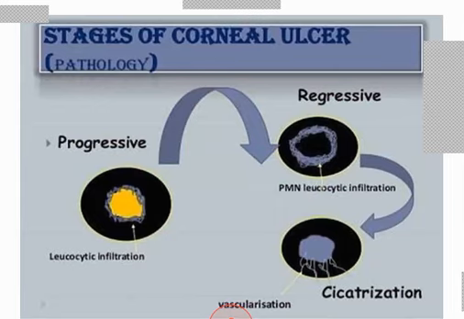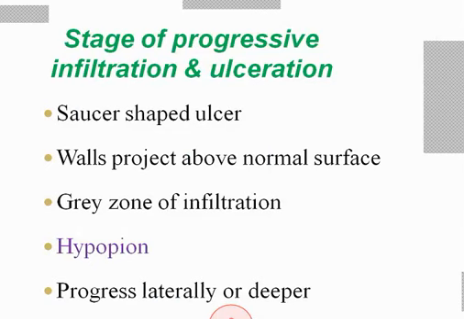Usually with progressive infiltration and ulceration, the ulcer gets the shape of a small saucer-type ulcer. Walls project above the normal surface. You can see carefully with a slit lamp or a small beam thrown. If you throw a torchlight from one side, you can see the small edge and then the grayish zone of infiltration. Hypopyon is a sterile pus. It is just infiltrate or exudate in the anterior chamber, lower angle. You can see a horizontal line.